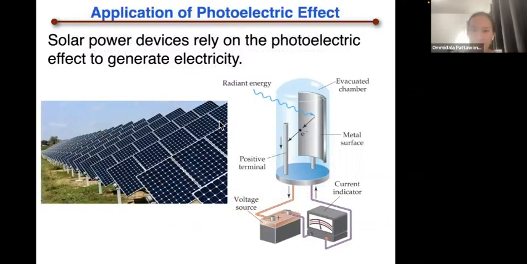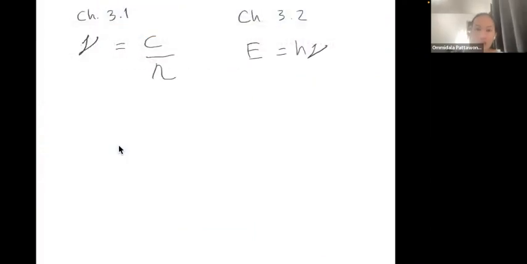The application of the photoelectric effect can be found in solar cells. Okay, so for example, when the light shines on the metal surface, it is going to emit electrons, and those electrons are going to go from one electrode to another, causing the circuit to complete, right? And that is going to generate the current, which is the electricity.